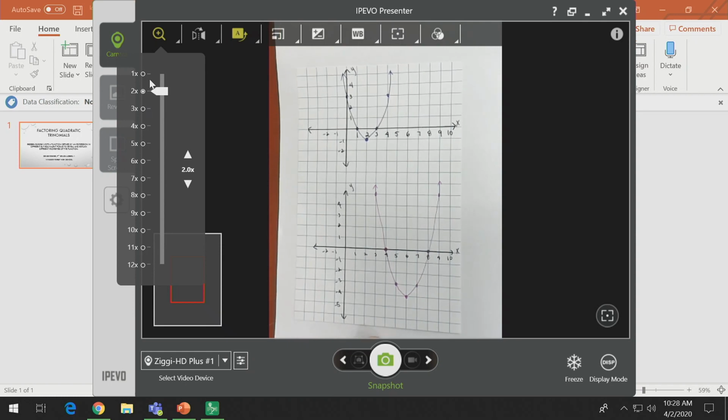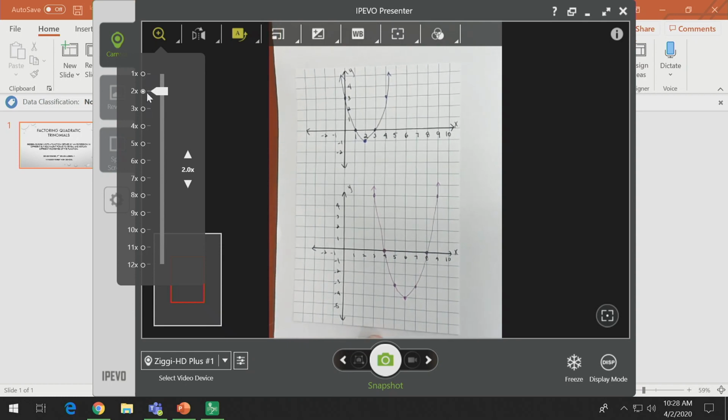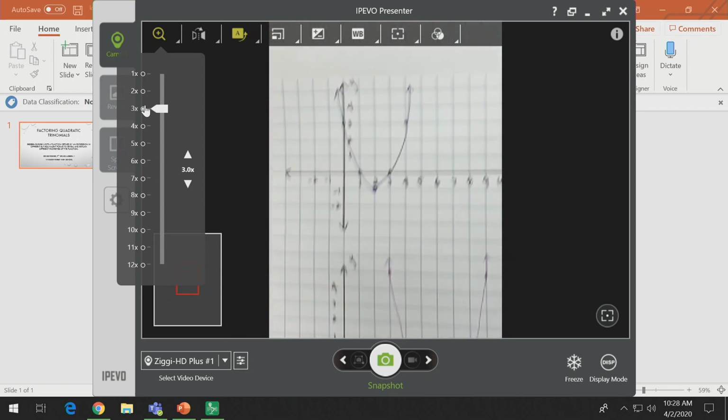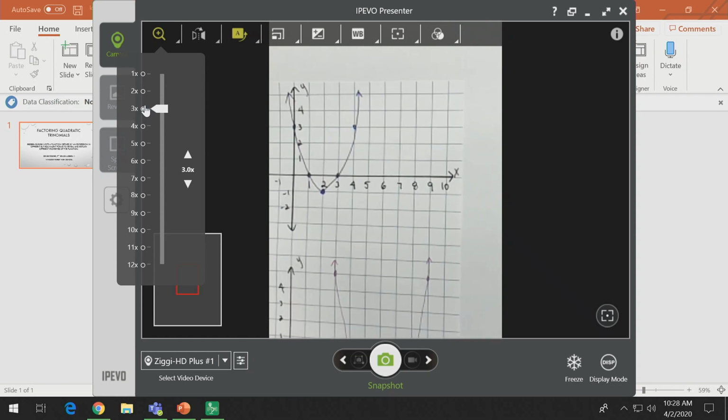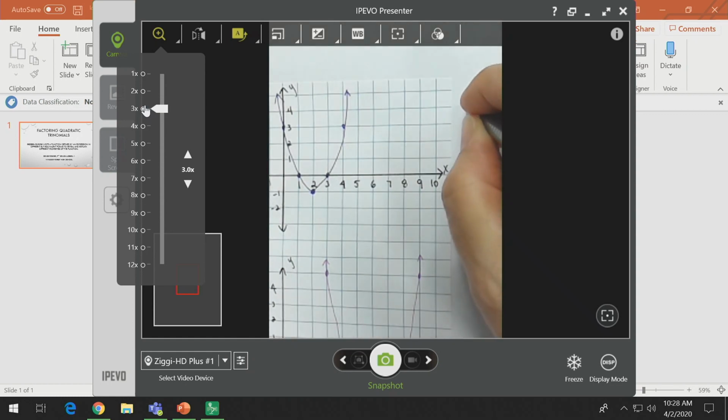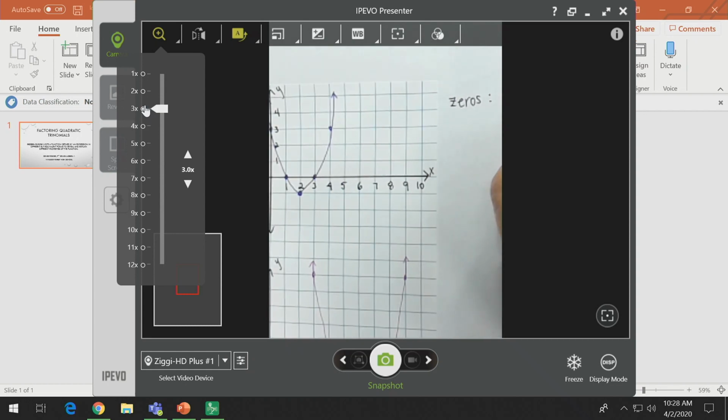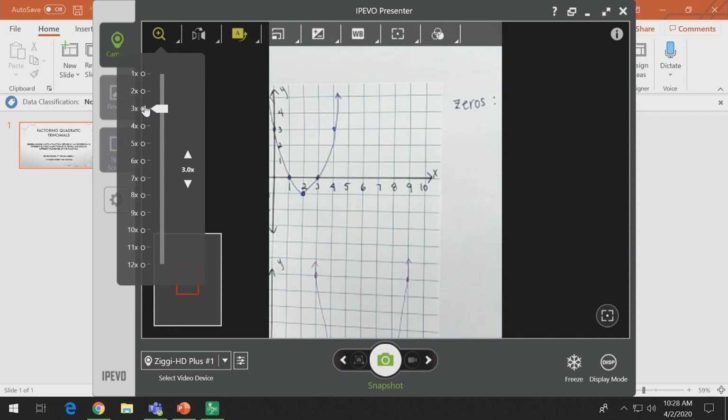I've graphed a parabola, and you can see the parabola here. Now, the zeros of this parabola are 1 and 3. I'm going to make a little notation here, okay? My zeros are 1 and 3.